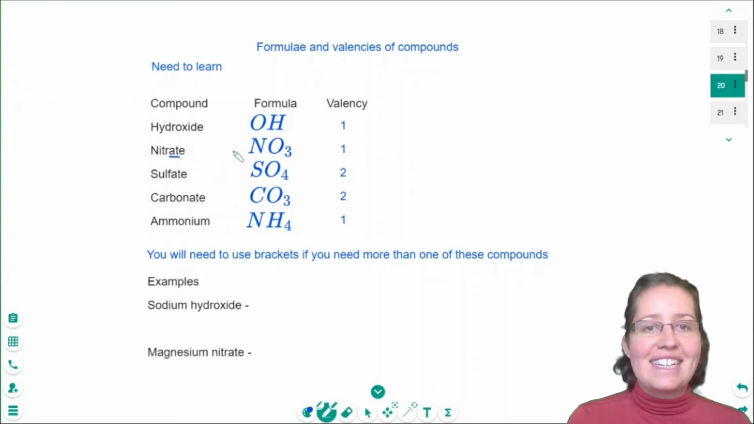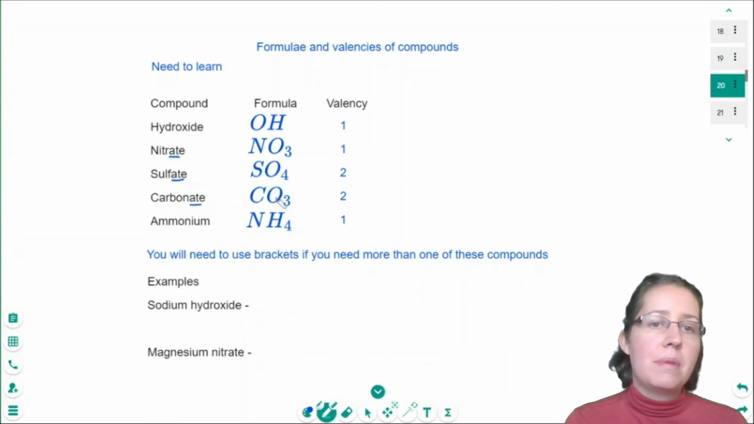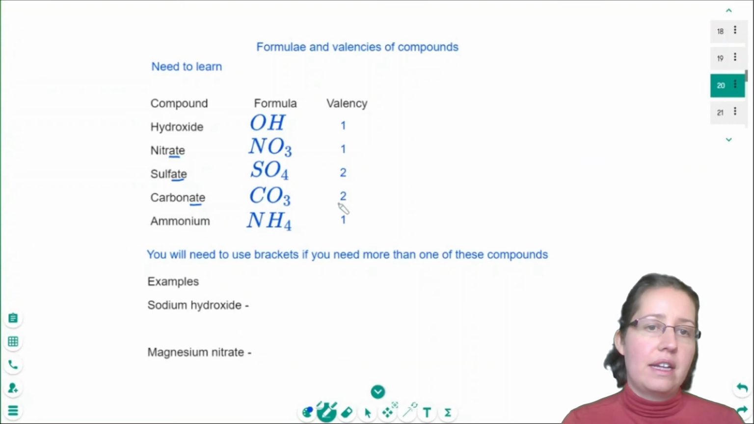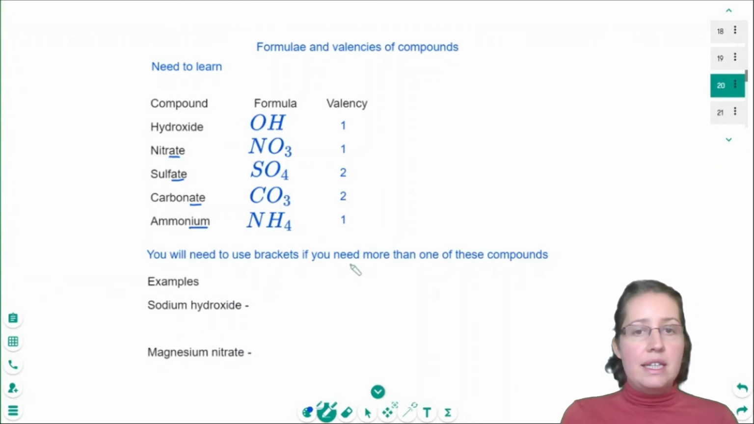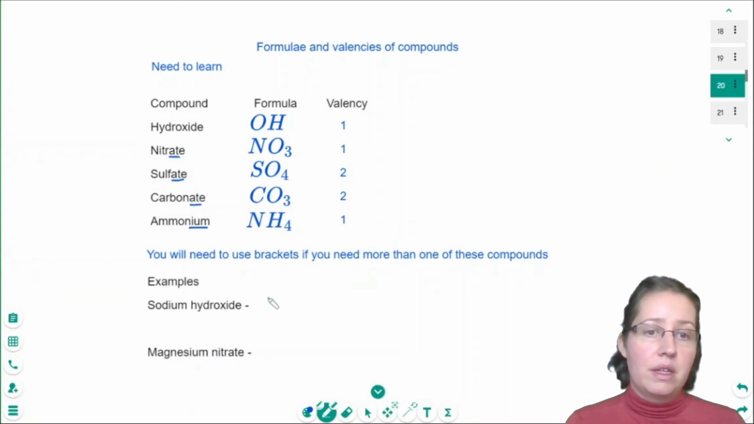So hydroxide, oxygen and hydrogen, OH, valency 1. Nitrate, it's the 8 telling you there's oxygen of some sort, so NO3, valency 1. Sulfate, SO4, valency 2. Carbonate, CO3, valency 2. And ammonium, NH4, valency 1. Now, when we use these in our formulae, if we need more than one of them, we have to bracket them, and I'll show you why.